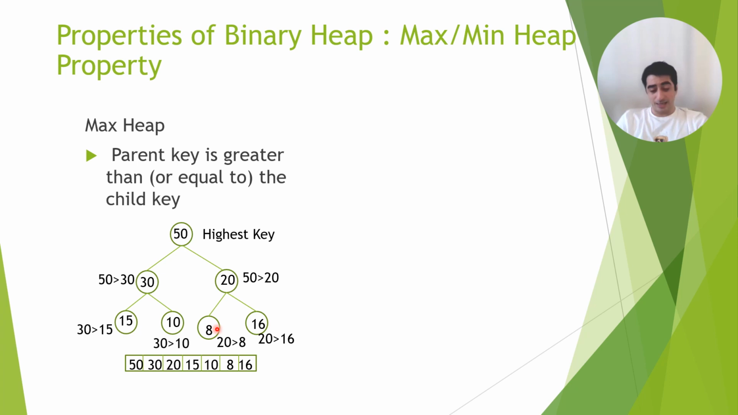So please note that there is no relationship between the two children. Sometimes the left child is greater than the right child. Sometimes the right child is greater than the left child. So the siblings have no meaningful relationship. The only relationship that exists is between the parent and the children. That's the big difference between a binary heap and a binary search tree.